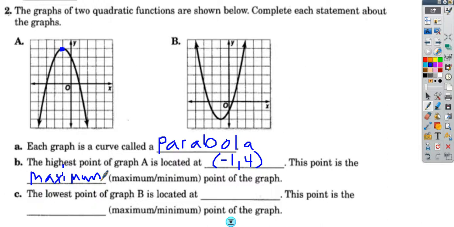For C down here, the lowest point of graph B is located right here, and that is (-1, -2). You go back 1, down 2, so we write that as (-1, -2). This point is called the minimum. And the reasoning behind that is if you trace the graph, it's the lowest point you'll reach before you start to go back up.